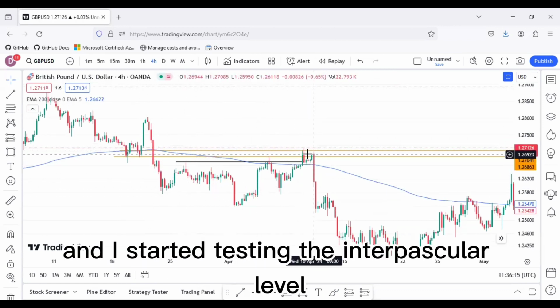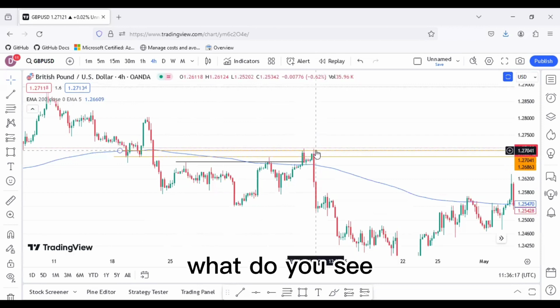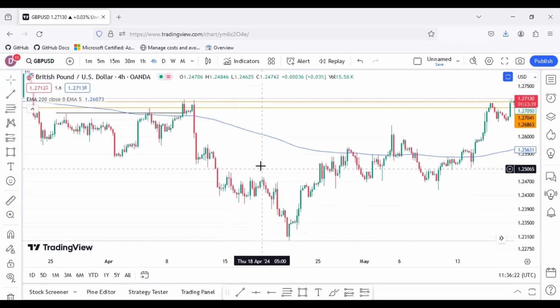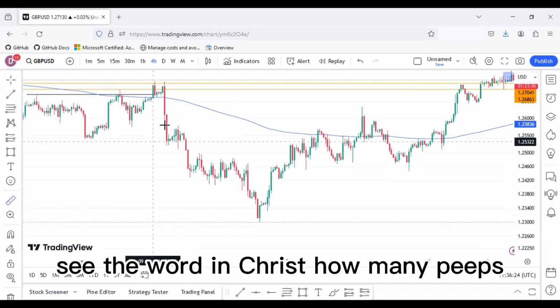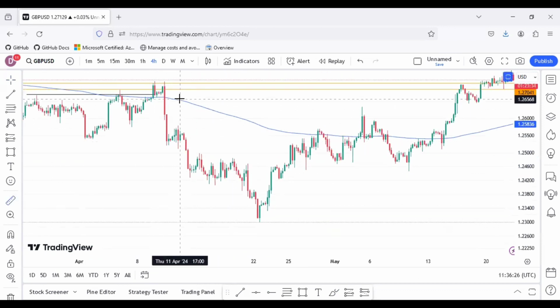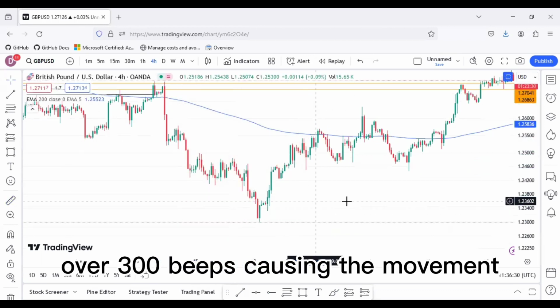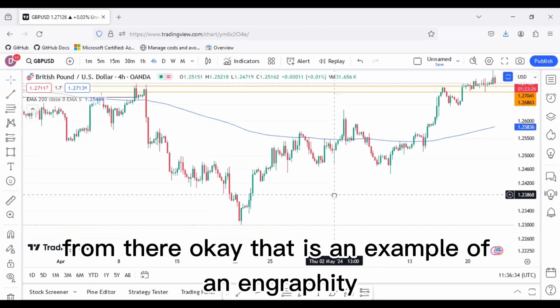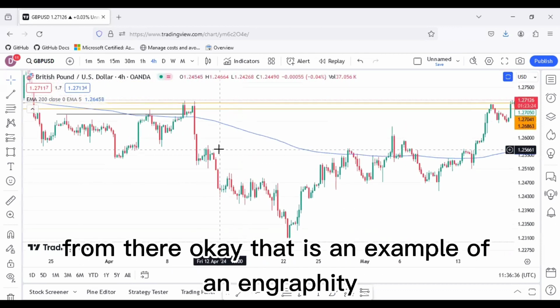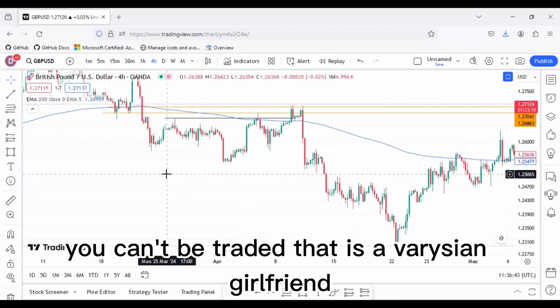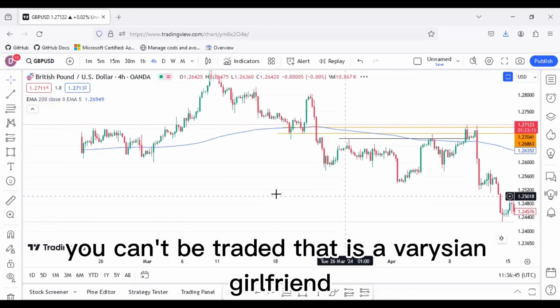And after retesting that particular level, what do you see? An engulfing. As soon as you see this engulfing, see the way the price moves. How many pips? Over 300 pips. You can see the movement from there. Okay, that is an example of an engulfing. So when you see it at a level and at the top of a trend, you trade it. That is a bearish engulfing.